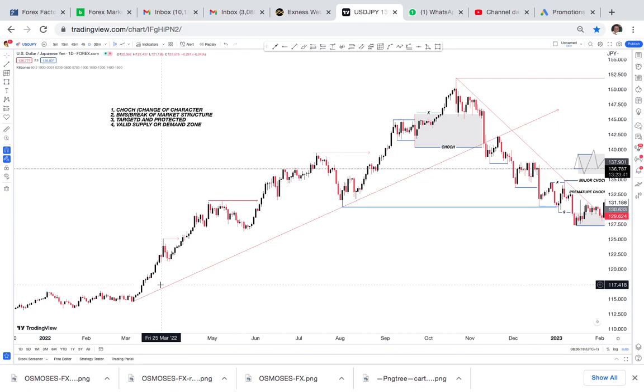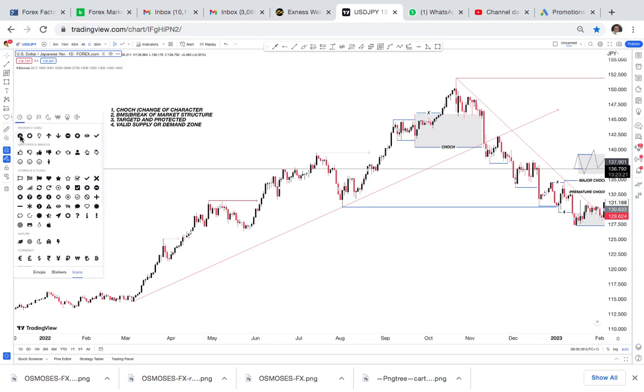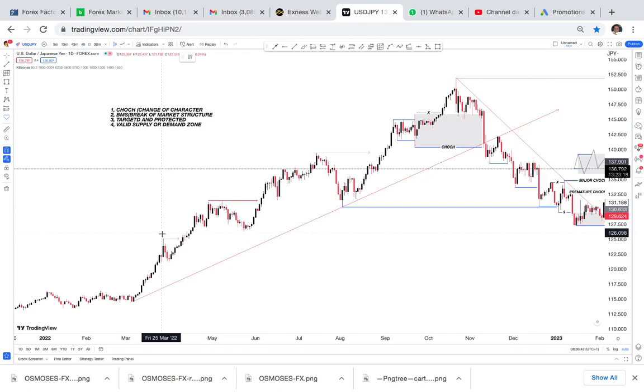So, how do I identify this? I identify it by simply checking if the market is breaking highs or breaking lows. Here, the market pulled up, retraced, and broke this high. So this becomes my first high. I can indicate with a dot here that okay, this high has been broken.